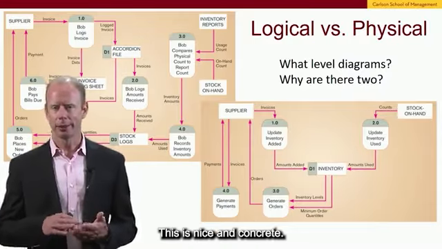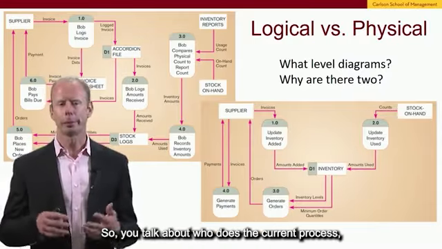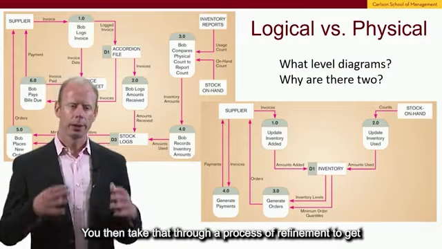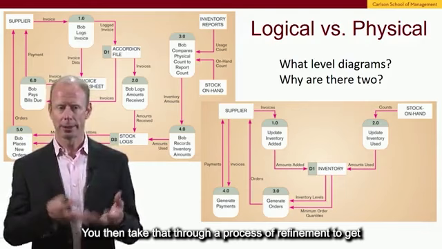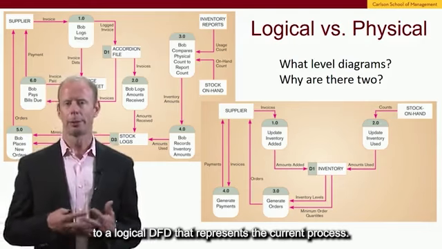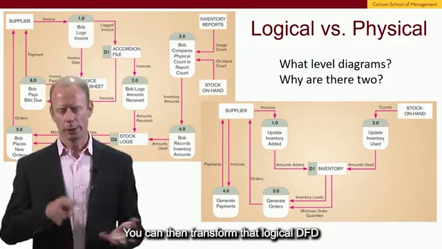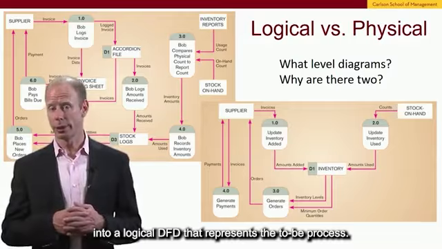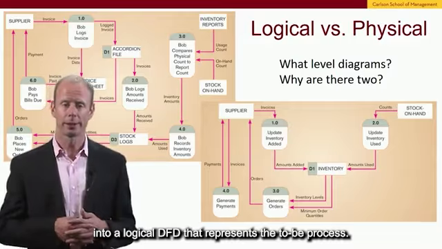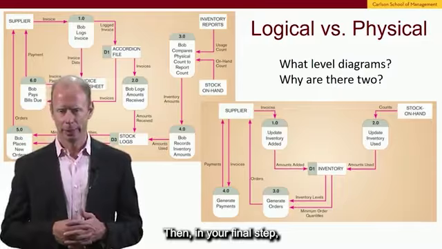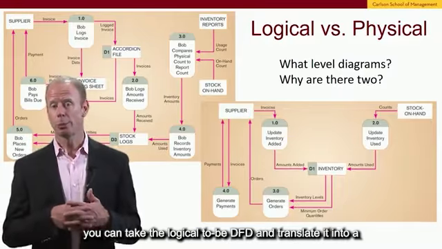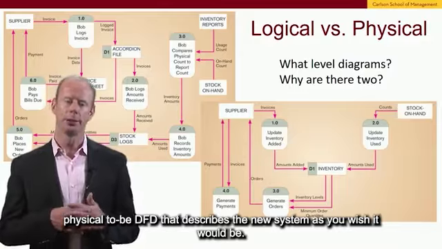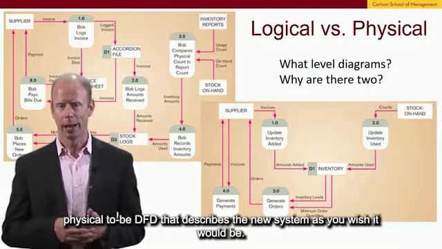The best approach is usually to start by drawing a physical, as-is data flow diagram. This is nice and concrete. So you talk about who does the current process, where things are currently stored, and so on. You then take that through a process of refinement to get to a logical DFD that represents the current process. You can then transform that logical DFD into a logical DFD that represents the to-be process. And then in your final step, you can take the logical to-be DFD and translate it into a physical to-be DFD that describes the new system as you wish it would be.